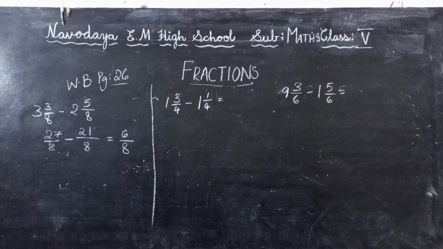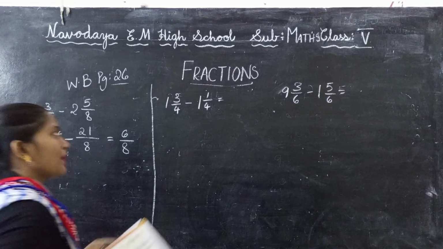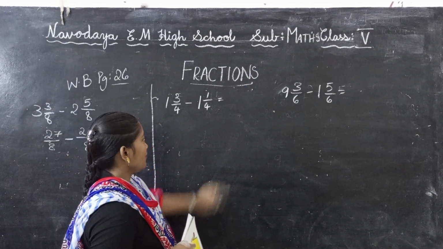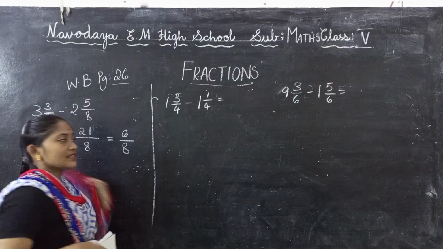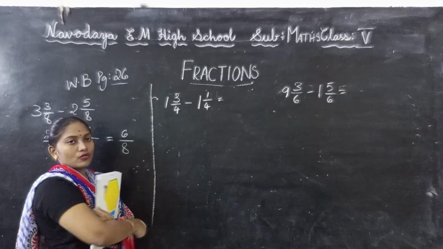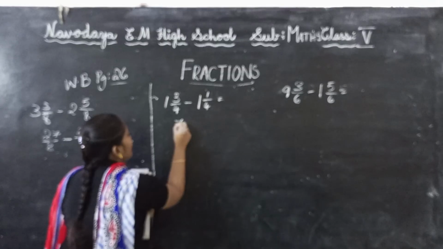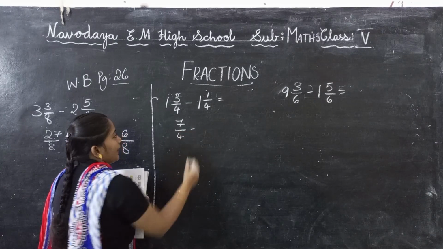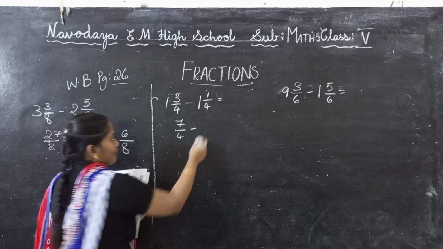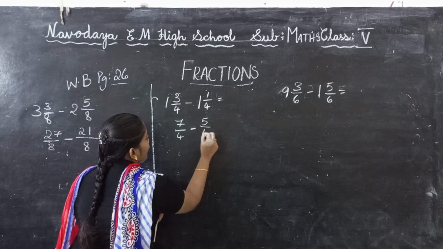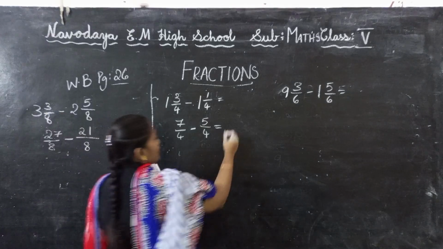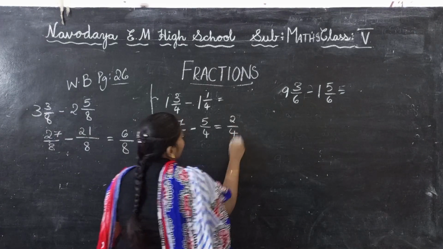The next sum is 1 3 by 4 minus 1 1 by 4. These are mixed fractions. 4 1s are 4 plus 3, it's 7 upon 4. And 4 1s are 4 plus 1, it's 5 upon 4. 7 minus 5 is 2. So it is 2 upon 4.